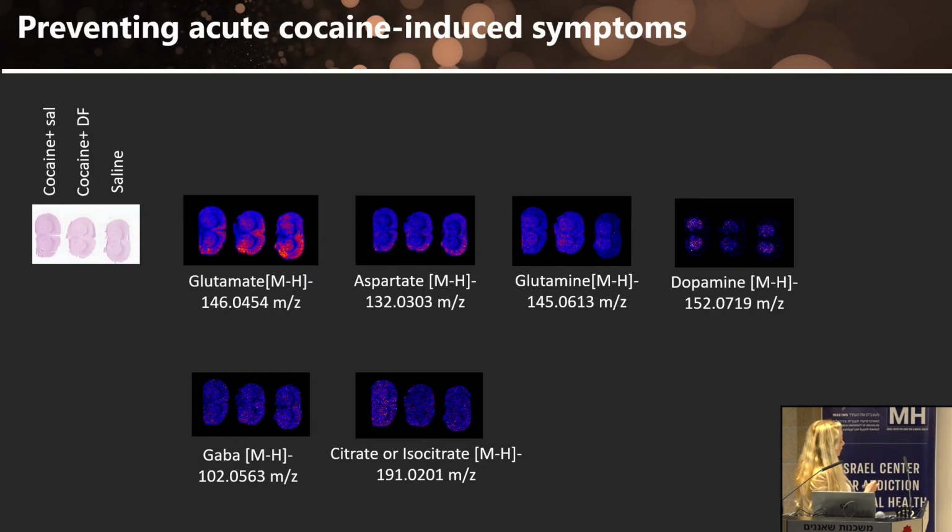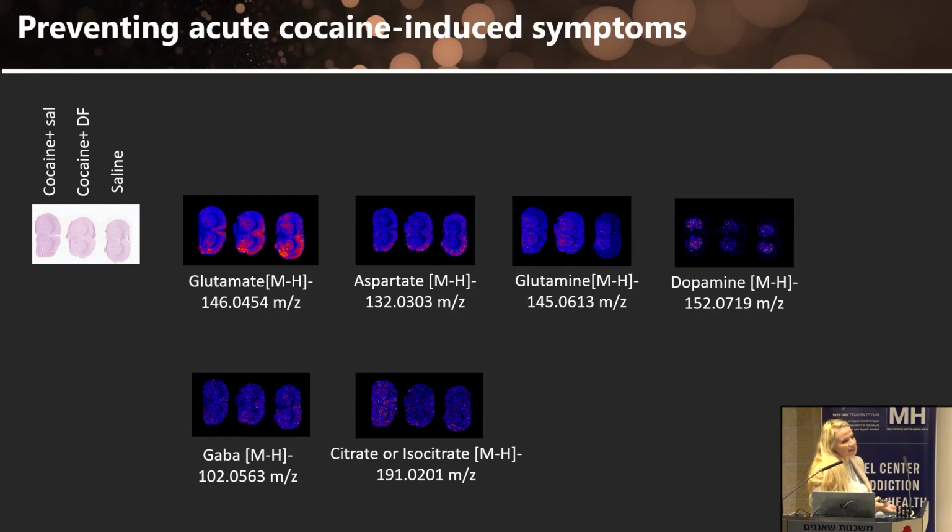So we saw that the effect of cocaine was reversed for all neurotransmitters. First of all, dopamine. We also saw it in glutamate. So this is cocaine, this is cocaine with deferiprone, and this is saline. So we see the rescuing effect in all the molecules studied. Also an interesting effect on citrate, so we are going to pursue the effect on the TCA cycle and other molecules.